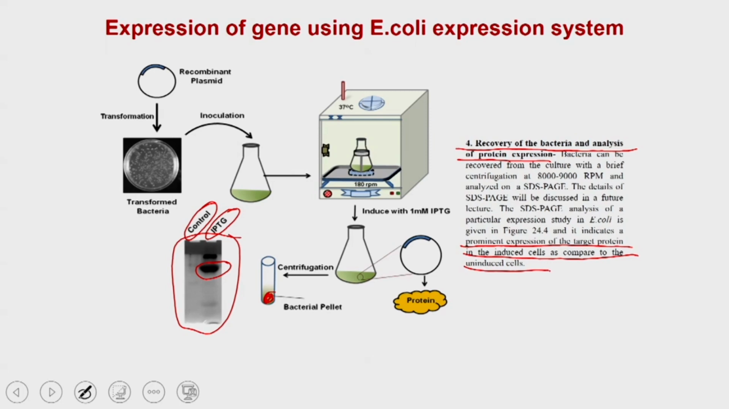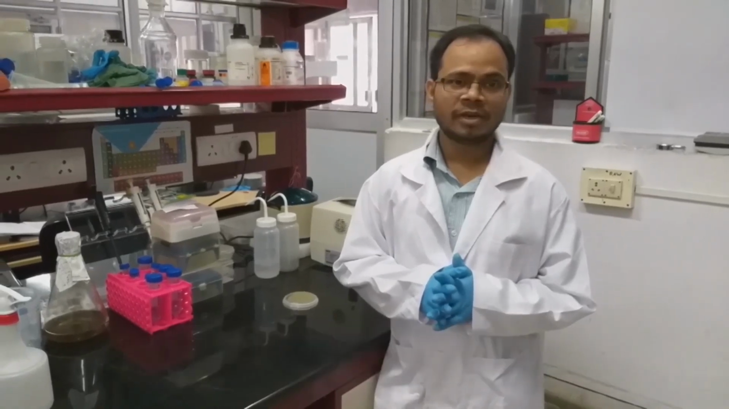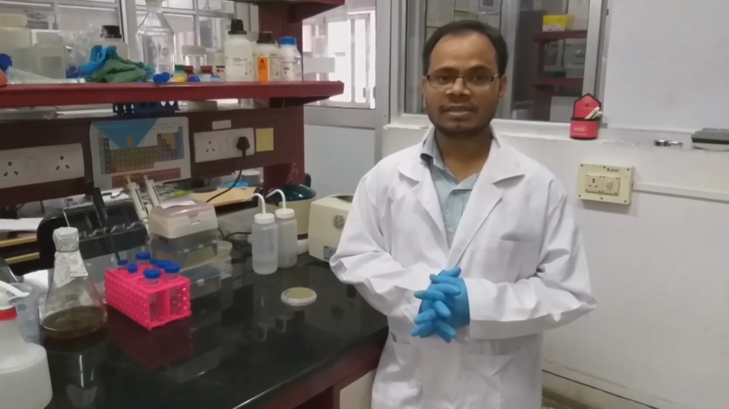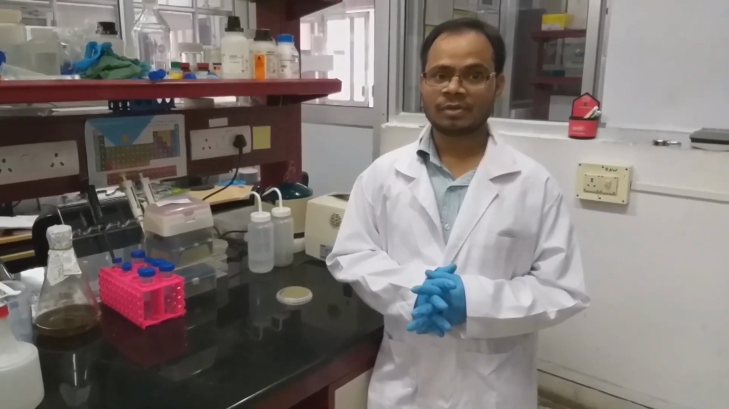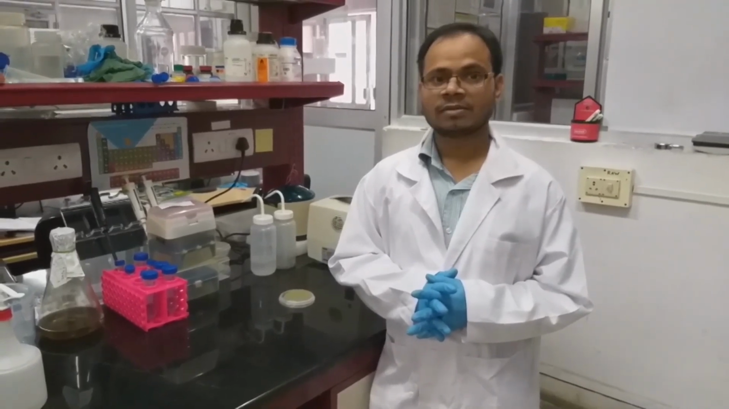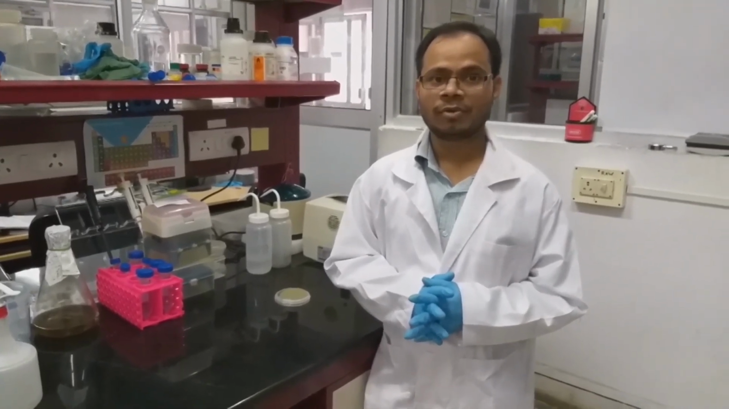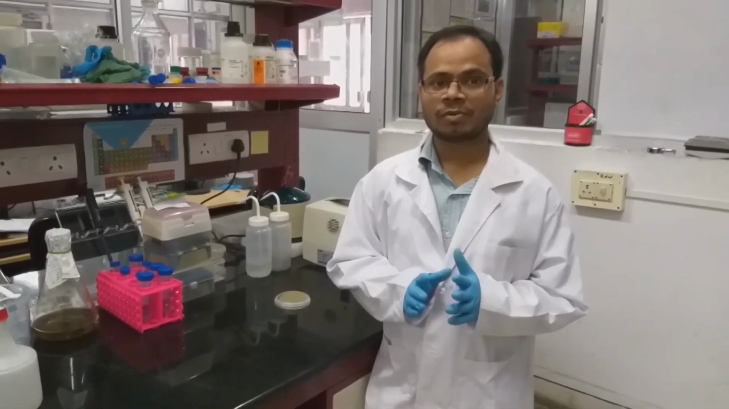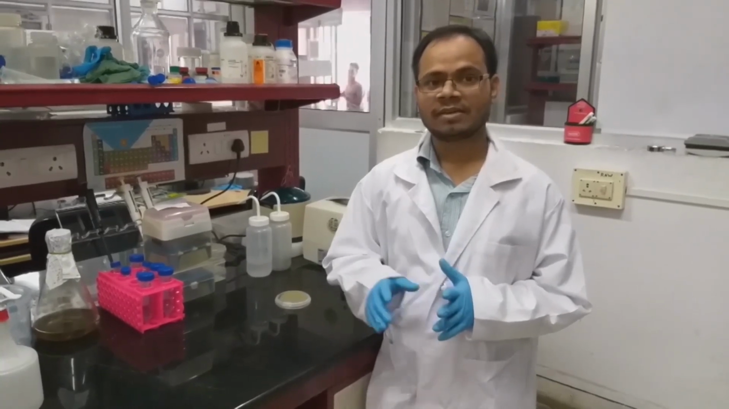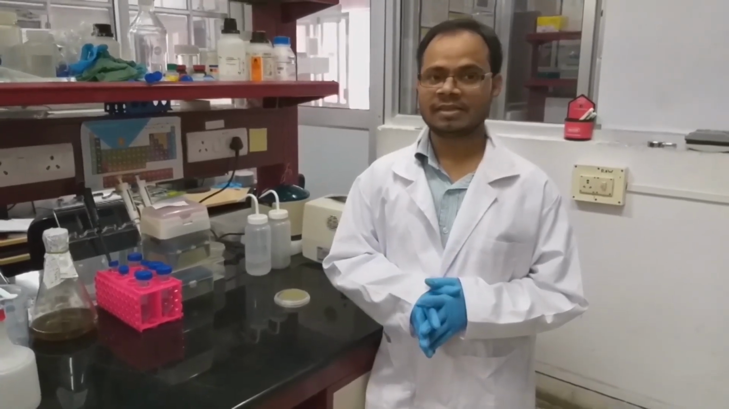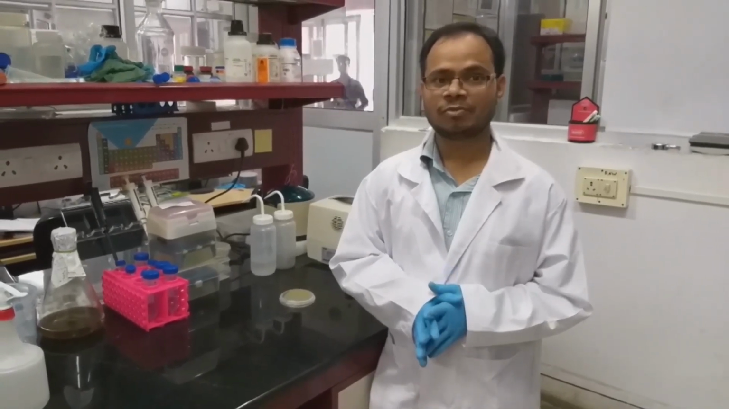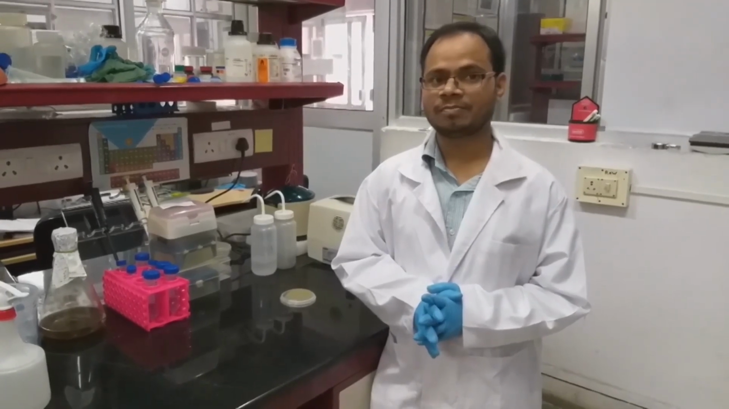In this video, we will show you how to induce protein expression in bacterial cells and how to analyze the induction. Before that, the gene of interest which we want to express in the bacterial expression system, we have to transform that construct into the BL21 DE3 strain. BL21 cells are specifically used for the expression of a particular protein.